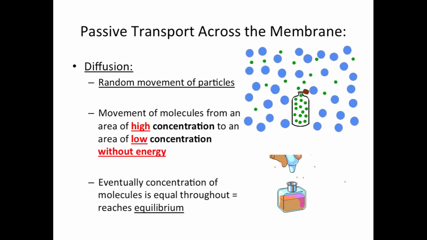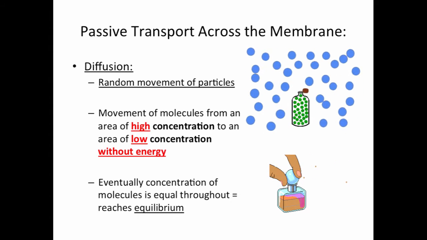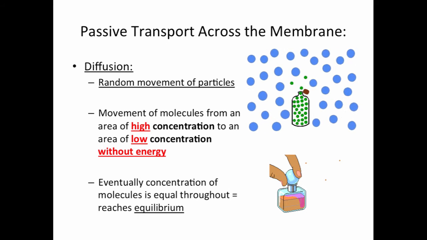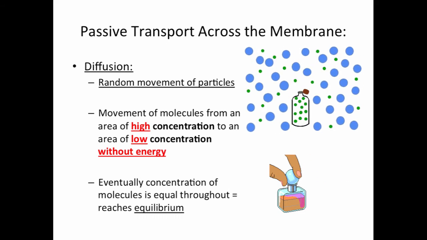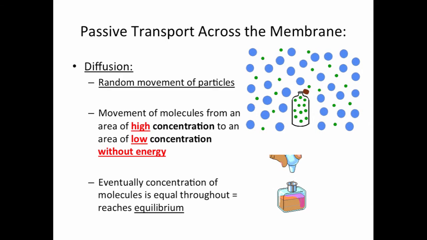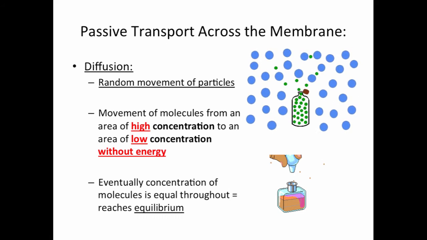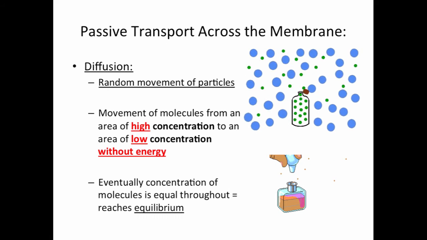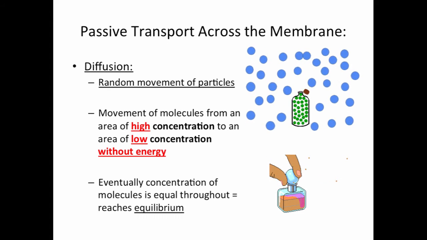Another very common example of diffusion is the perfume bottle here. You have a high concentration of the perfume inside the container, a low concentration outside in the atmosphere. You take off the top, and what's going to happen? The molecules inside from the high concentration move across to the low concentration. And again, it's just molecules bouncing off of each other randomly until they reach equilibrium.